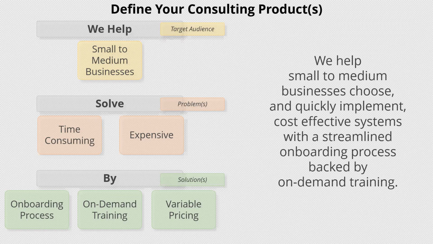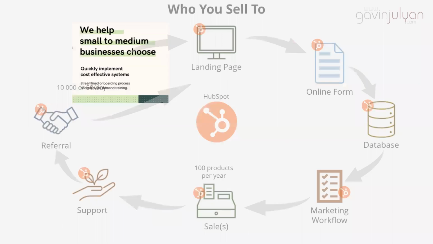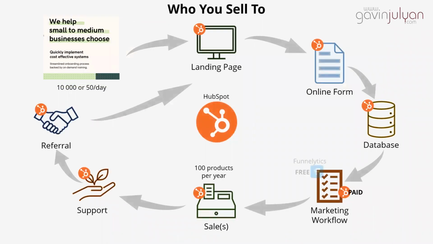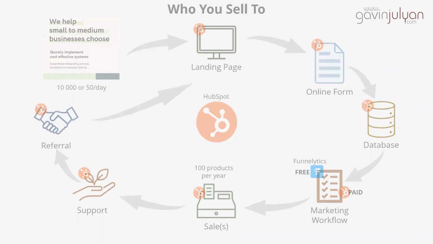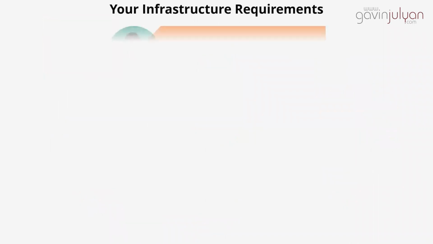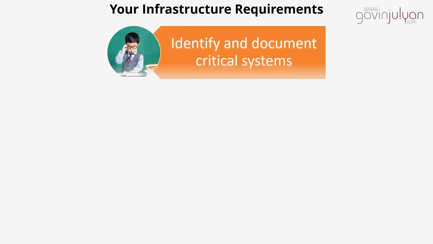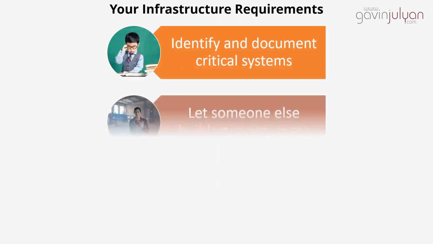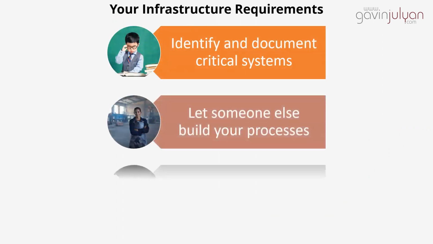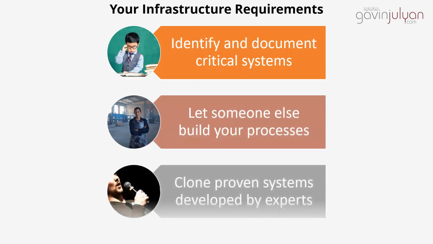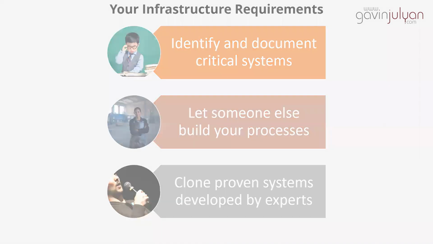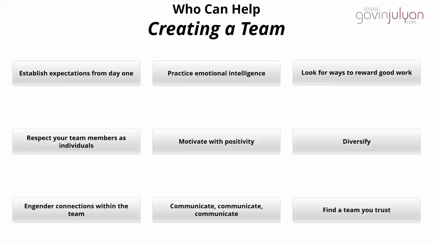We then moved on to who we sell to, and using that advert, we had a sequence of events we went through to turn prospects into customers. Then we looked at infrastructure in terms of basically what are the critical systems we need to look at, leading people help us build the processes, and then clone proven systems that experts had already developed. And then we looked at who can help by creating a team. And there were 9 items we went through in terms of how you create a team.